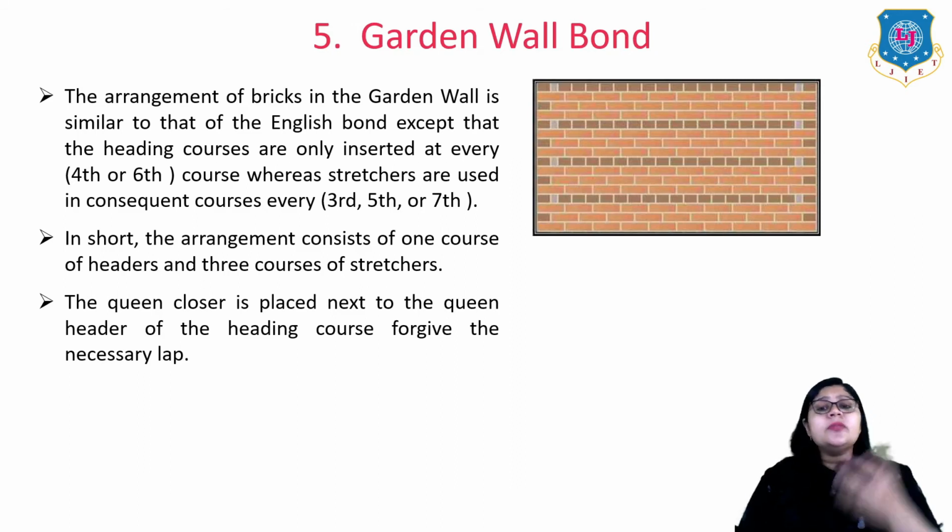In short, the arrangement consists of one course of header and 3 courses of stretcher. The queen closer is placed next to the queen header of the heading course to give the necessary length.